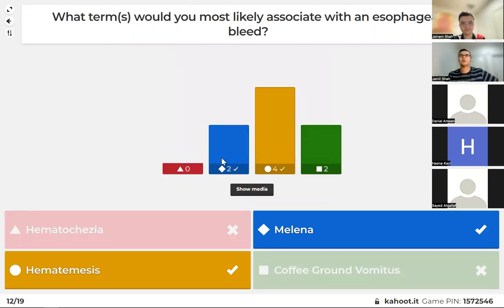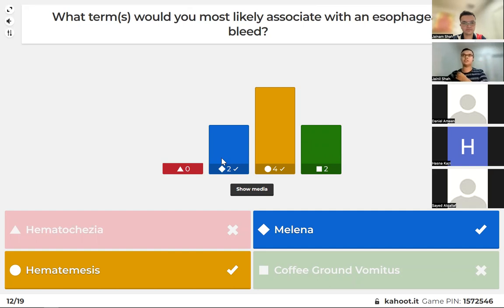Oh, nice. Okay, so we've got some confusion about, I think, coffee ground vomitus. So I'll go ahead and explain what the answers are here. I'll define some of the terms first. Hematochezia refers to red, fresh, pink blood within the stool, so that will arise from a lower GI bleed. Whereas melena refers to darker, more digested blood in the stool, and that'll be an upper GI bleed.